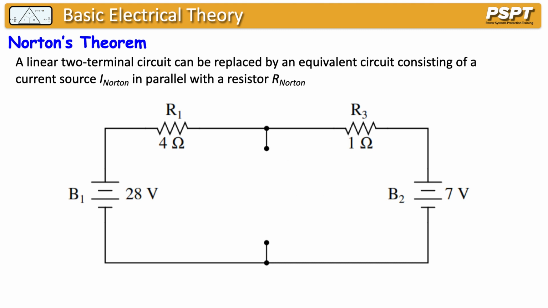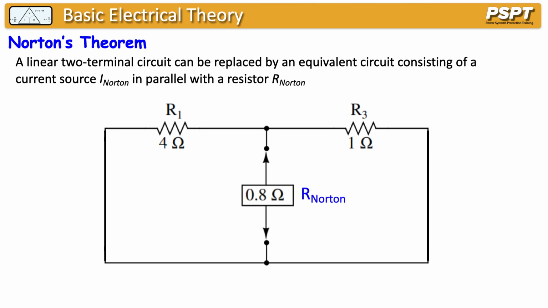To calculate the Norton resistance, we do exactly the same thing as we did for calculating the Thevenin resistance. Take the original circuit with the load resistor still removed, remove the power sources in the same style as we did with the superposition theorem. The voltage sources are replaced with shorts. Then calculate the total resistance, which is R1 and R3 in parallel. The Norton resistance in this case is 0.8 ohms.